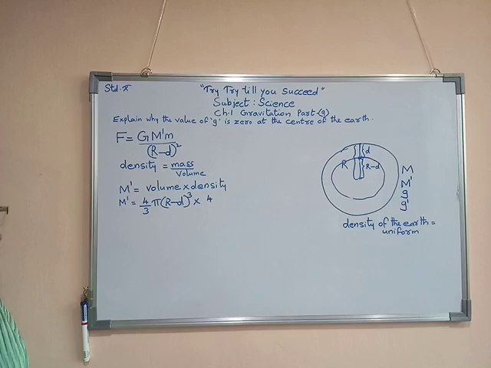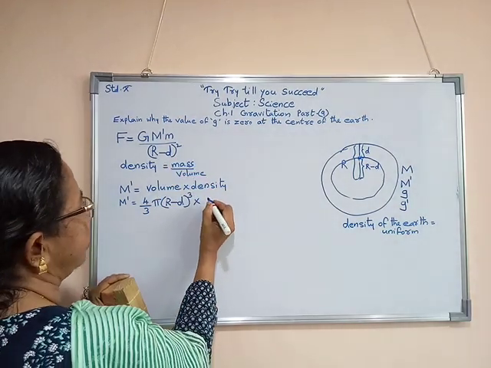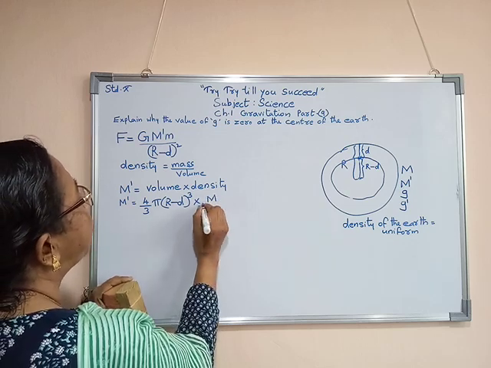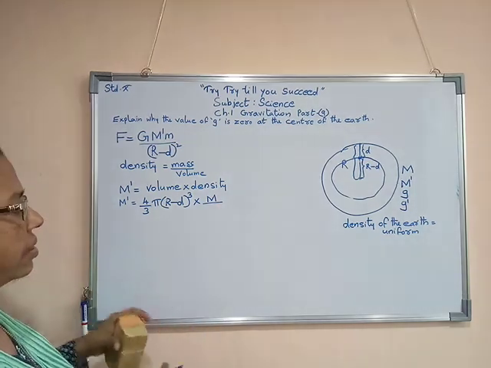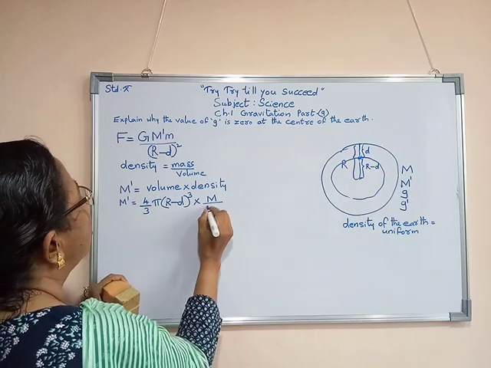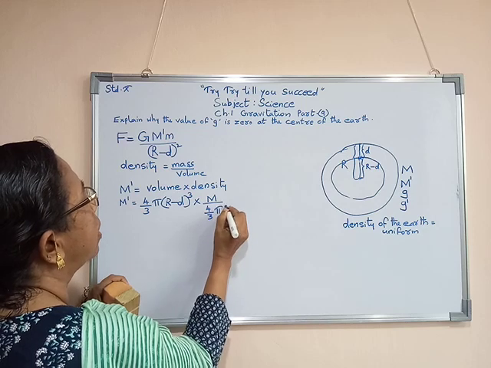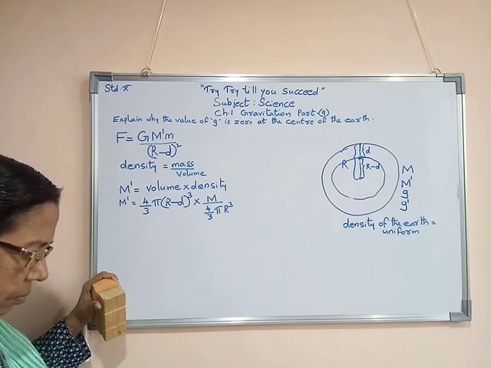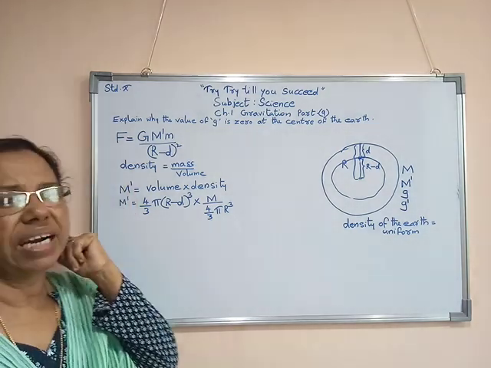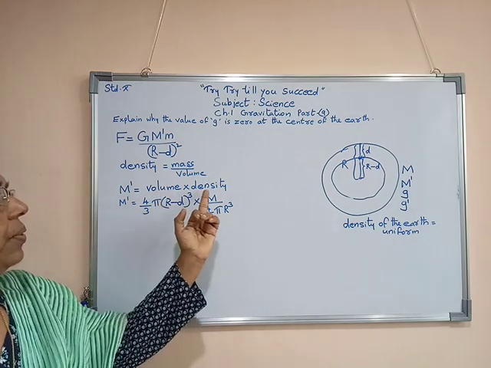Density. What is the formula for finding density? Mass upon volume. Mass of the earth I am writing as capital M upon volume of the earth. Volume of which one? Earth. The whole thing. So I am writing as 4 upon 3 pi r cube. Yes. So here now what is it saying? For finding the mass of the object, we have one formula, that is volume into density.